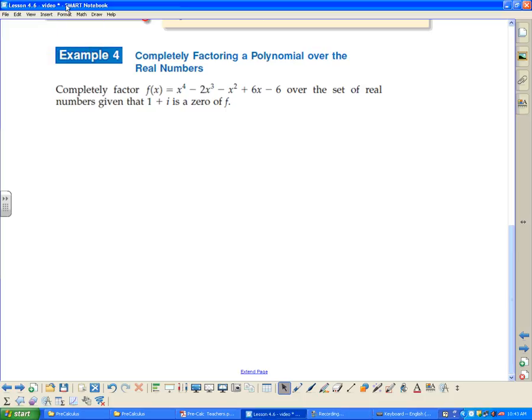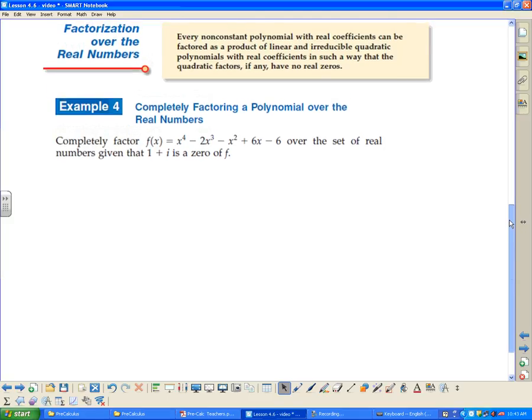Okay, so we're going to look at lesson 4.6, example 4 from our pre-calculus book. And that talks about completely factoring a polynomial over the real numbers, which means that we want real numbers for our answer. Here it says factorization over the real numbers: every non-constant polynomial with real coefficients can be factored as the product of linear and irreducible quadratic polynomials with real coefficients in such a way that the quadratic factors, if any, have no real zeros. In other words, the graph of that quadratic will not cross the x-axis.